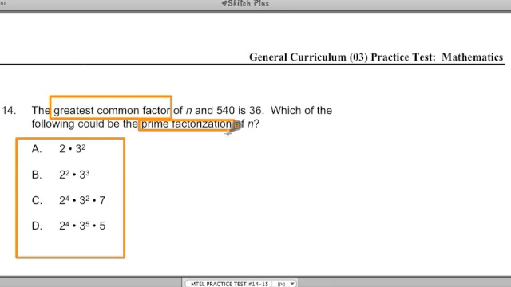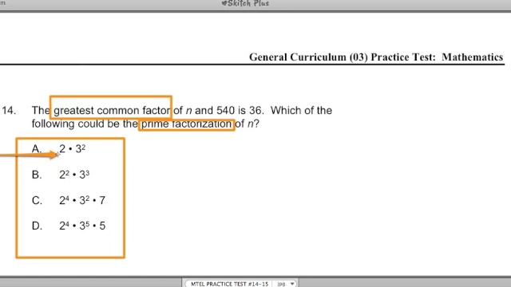So right away when I look at this, especially the answer choices, I see that all the answer choices are written in prime factorization form. This is a representation of numbers in terms of their prime factors. So A says 2 to the first times 3 to the second. That's like saying 2 times 3 times 3. So A actually represents 18.